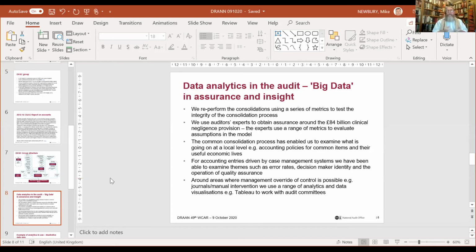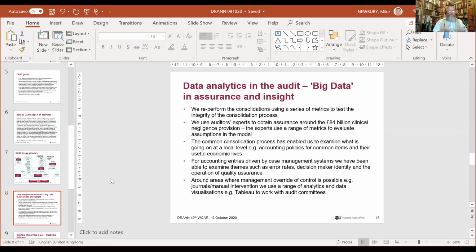But more importantly, perhaps for the insight side of things, because the consolidation of the clinical commissioning groups and the NHS hospitals is now on a common basis, it gives us the opportunity to use analytics for two purposes. Firstly, to see what's going on in the system for our own assurance purposes, but also to increasingly provide insights into what's going on across the system for those charged with governance, so the audit committees at NHS England and the Department of Health and Social Care itself.